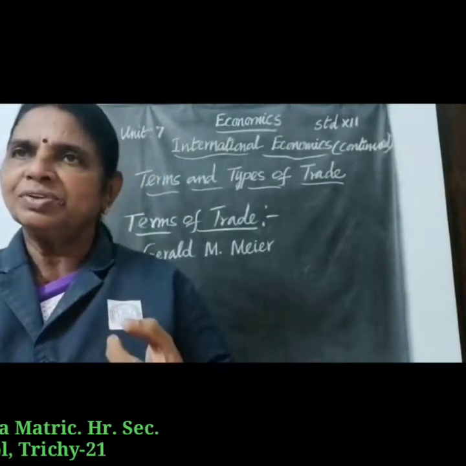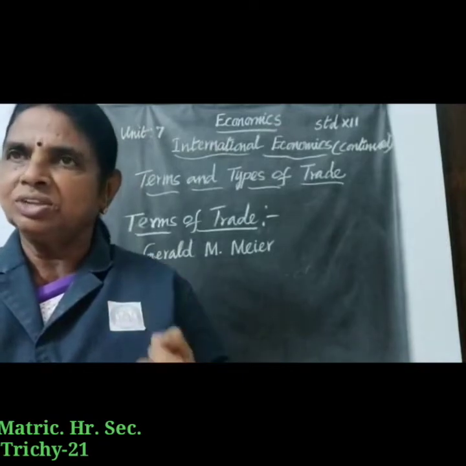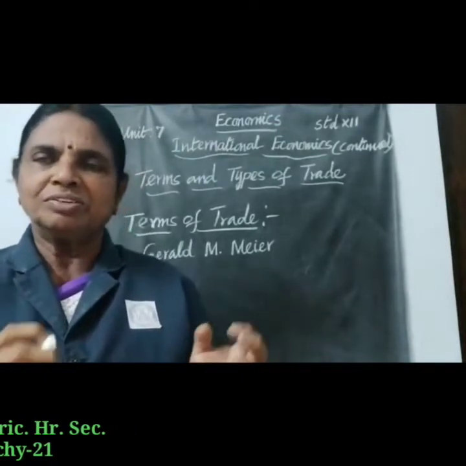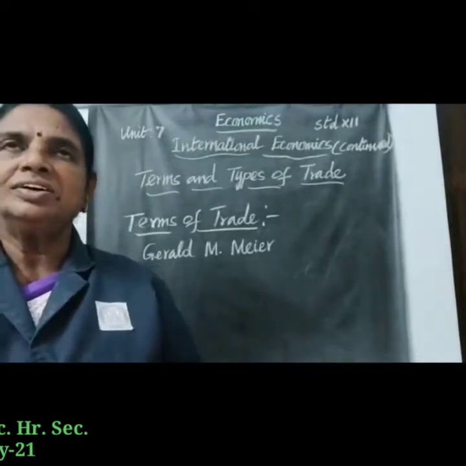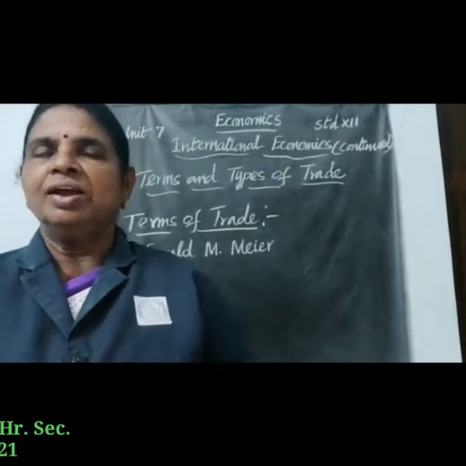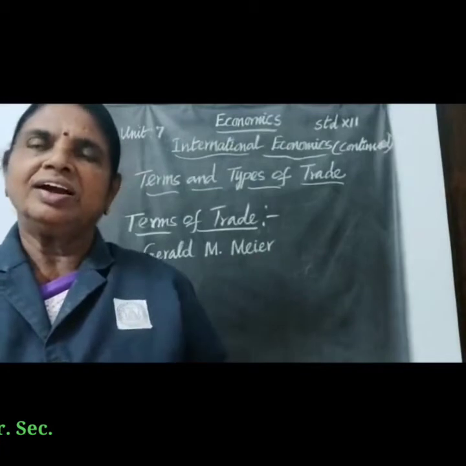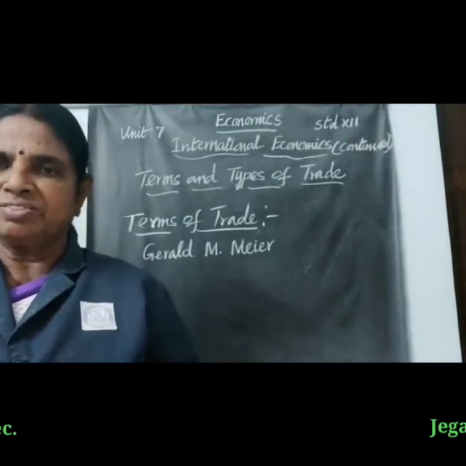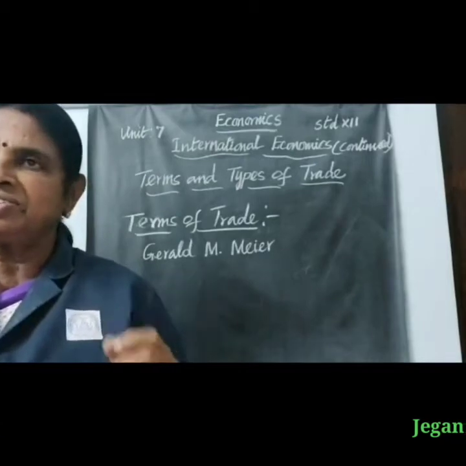The terms of trade can be divided into three: net barter terms of trade, gross barter terms of trade, and third, income terms of trade. Net barter terms of trade and gross barter terms of trade were given by Taussig in 1927.